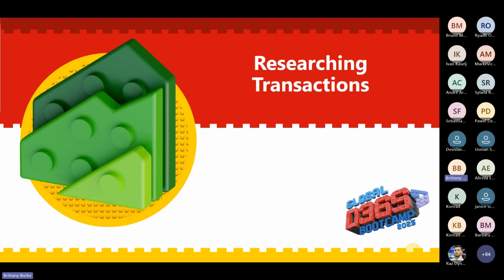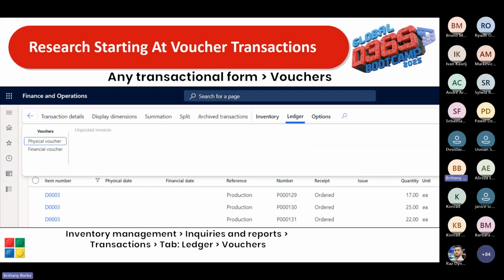So jumping into researching transactions, and this is where you may find that your posting profiles have gone awry. There's a few different ways to research transactions. So the first kind of grouping that I'll talk about is voucher transactions. You can do this from any transactional form. The one I'm showing you right now is inventory management. Under inquiries and reports, transactions, so invent trans, for anybody that calls it that still, I still do.